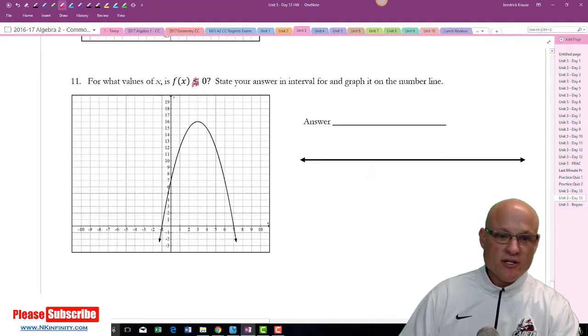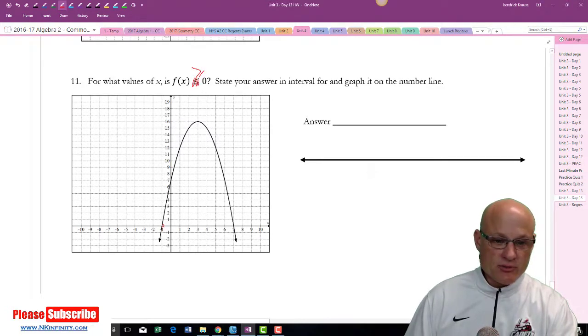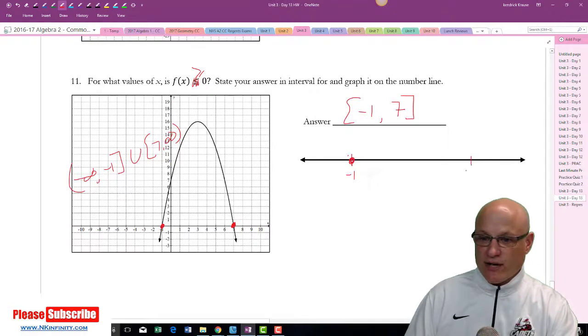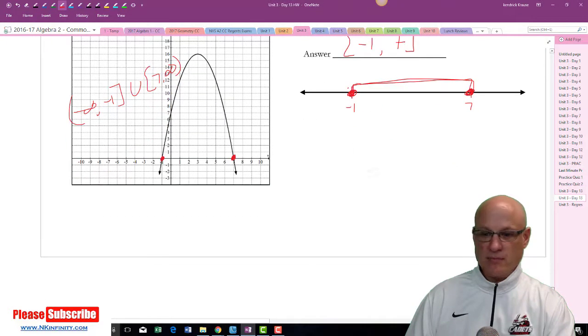Oh, I should change this. Let's make it greater than or equal to 0. Because then that would be between here and here. So if I change that, it would be between negative 1 and 7. If I didn't change it, then you're going to have from negative infinity to negative 1 inclusive union 7 to infinity. And if I did change it, we go negative 1, we'll put a solid circle. At 7, we'll put a solid circle, and we connect the dots. Is that it? I believe that's all she wrote.